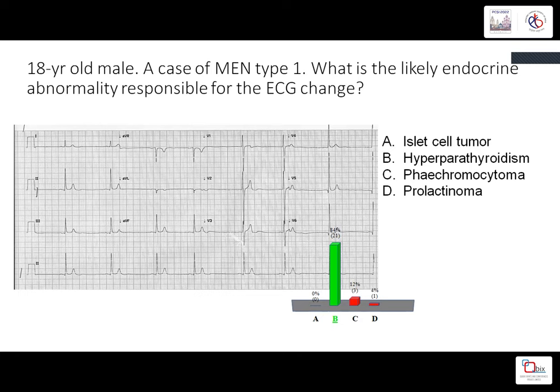Here, it can also mimic short QT syndrome, again a potassium channel mutation, KCNH2 and KCNQ1. But here the question is framed in such a way that the diagnosis has happened. Thank you. Next question.